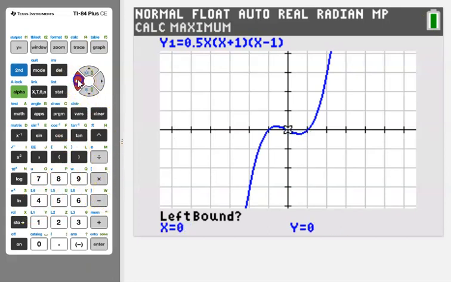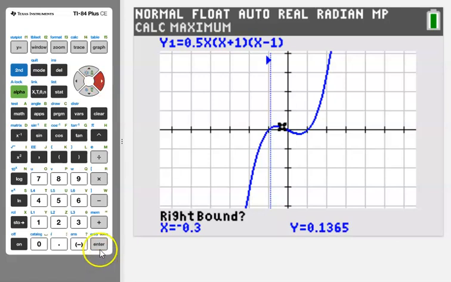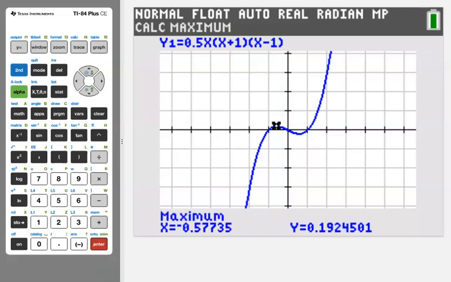So we'll go over here and place our cursor to the left of the maximum point, which is somewhere in there. Type enter. And then place it to the right of that point and type enter. And then type enter again to get your maximum value. So the x-coordinate of the maximum value is here, and the y-coordinate, which is the actual value itself, is here. So the value is 0.192 at approximately negative 0.577.